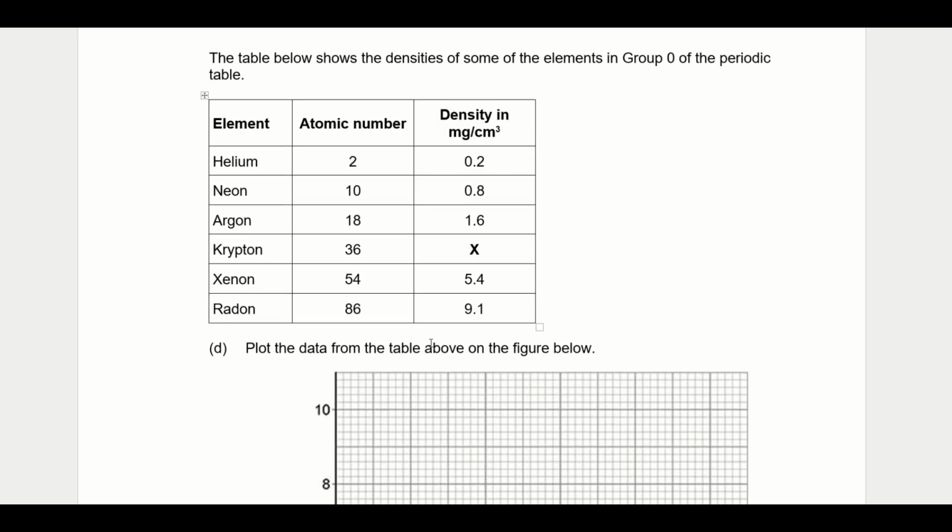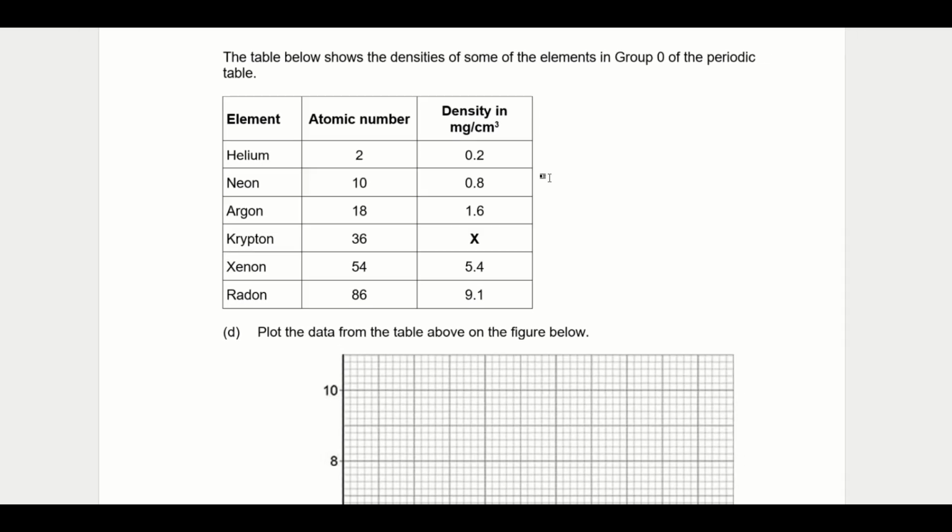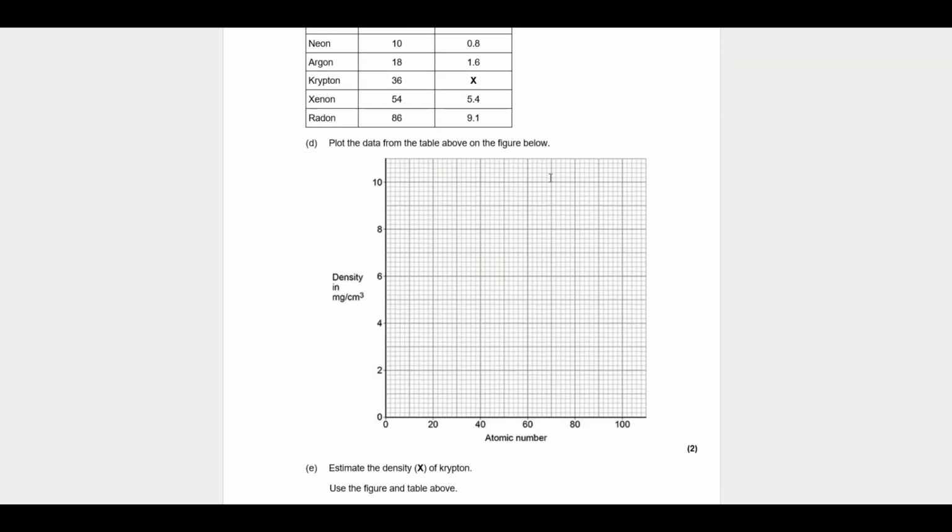Now this is a little bit tricky. You will often be asked to do this in your paper, which is you'll be given some information and be asked to plot a simple graph and then read off that graph to find an unknown. So it says the table below shows densities of some of the elements of group 0 of the periodic table. So helium, neon, right down to radon. And they're asking us to plot a graph. Now thankfully for this one, they've already put the axes in place for us of atomic number along the bottom and density along the side, the y-axis.